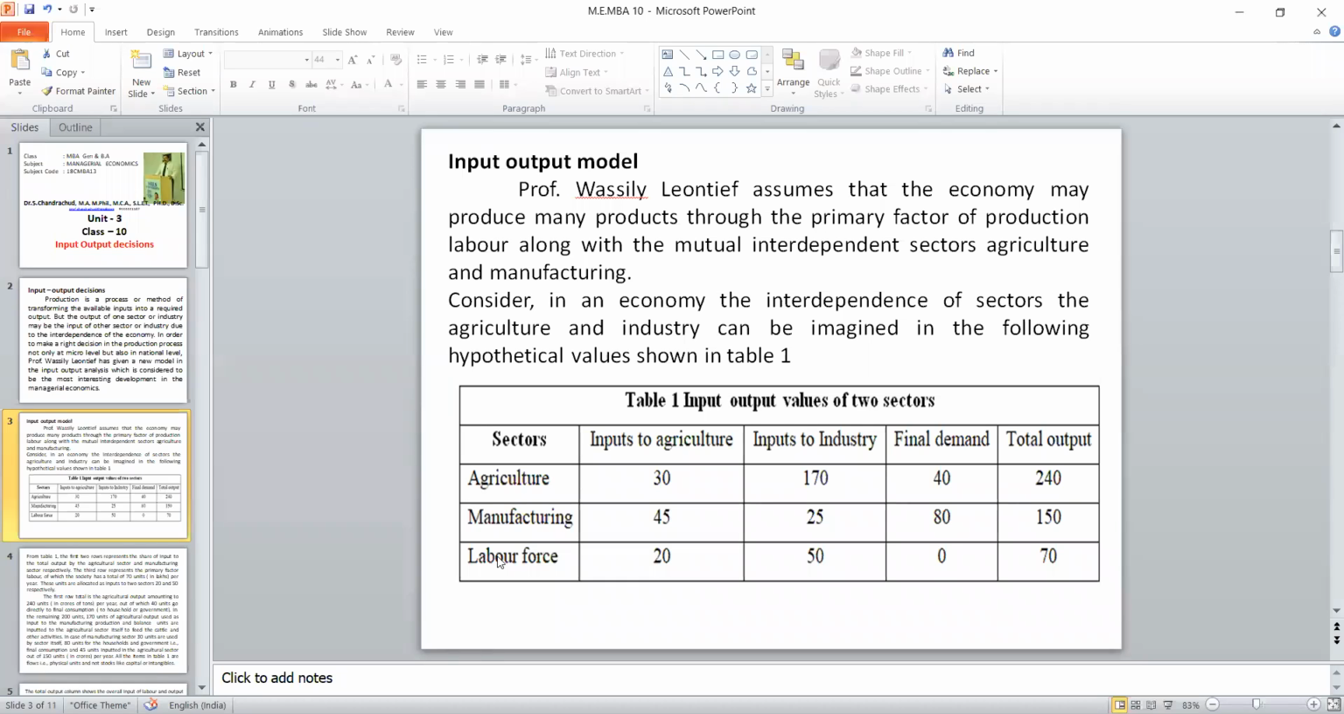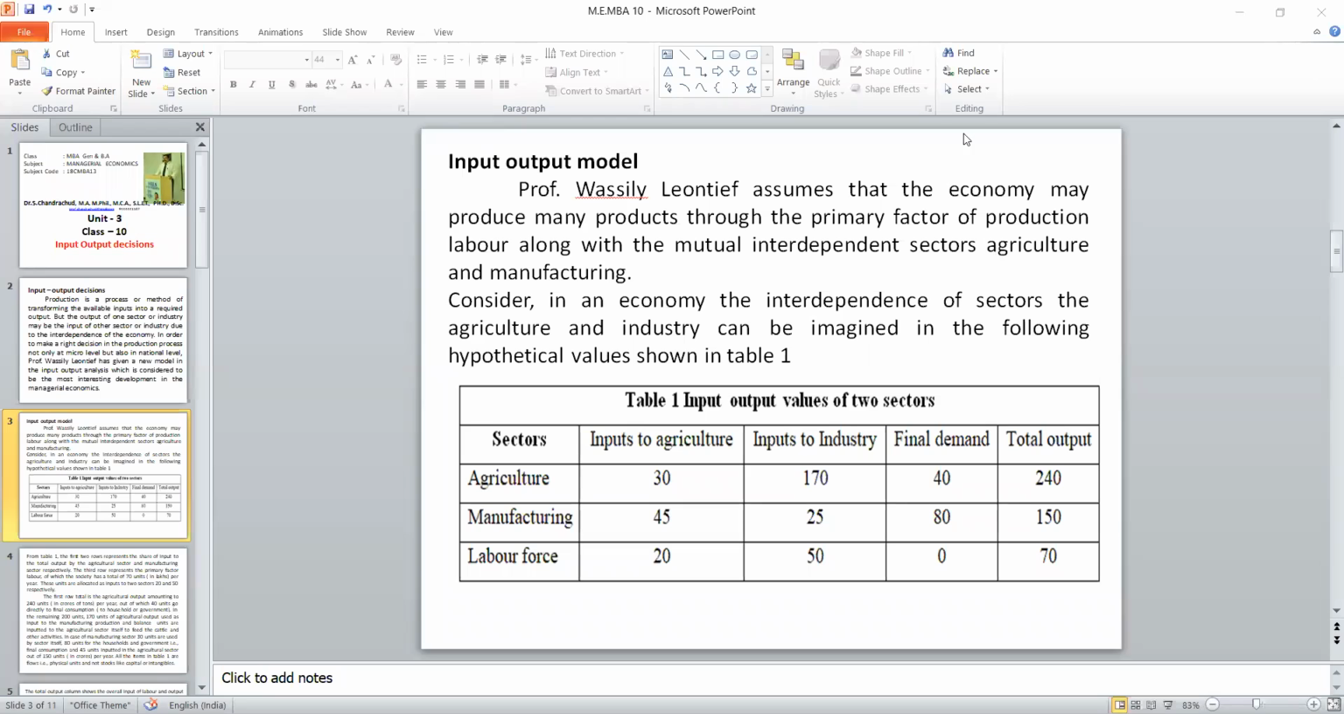Now you can see the values of manufacturing. The total output of manufacturing is 150. But look at how much it is using: from agriculture itself, they are using nearly 170 units, the second column and first row. And 25 they are using their own, and 50 units of labor force is used. Totally, 170 plus 25 is 195, 195 plus 50 is 245. What is the total output? 150. So the loss in the manufacturing industry is 95.